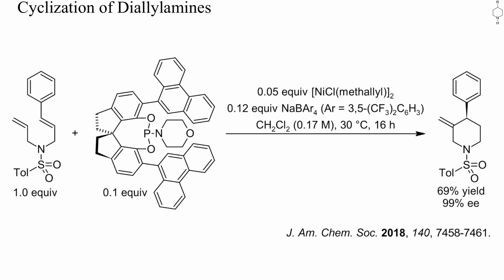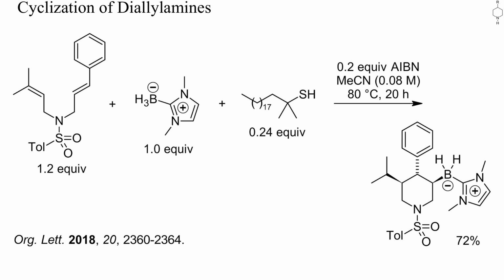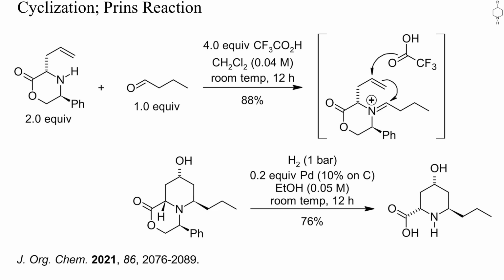Another intriguing way to prepare piperidines is the cyclization of protected diallylamines. With 10% of a chiral nickel complex, such a cyclization proceeded under mild conditions and with high enantioselectivity. Also, boranes can bring about the cyclization of diallylamines, as in this example. The products could be oxidized to alcohols or amines or coupled with carbon nucleophiles. Homoallylamines can be cyclized to piperidines with a Prins reaction.